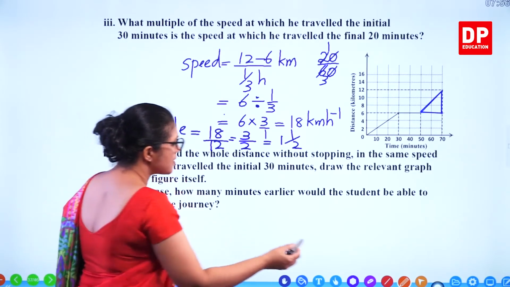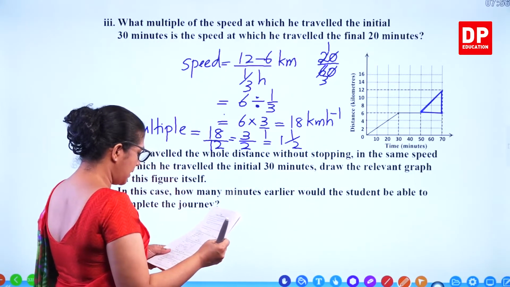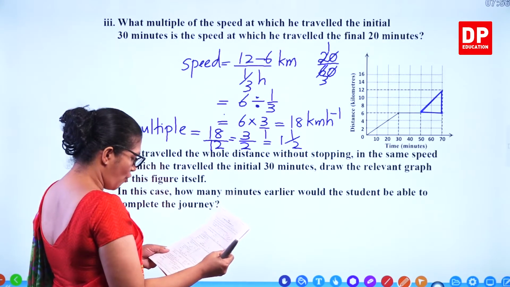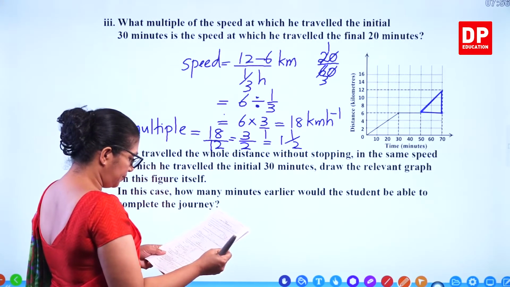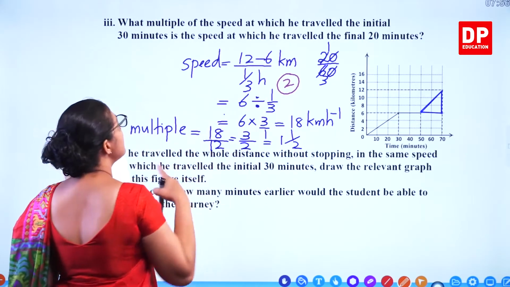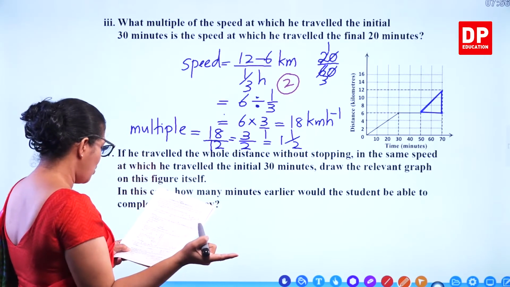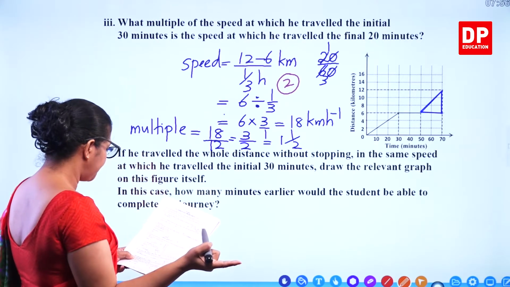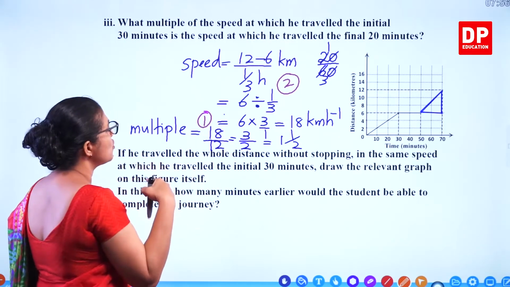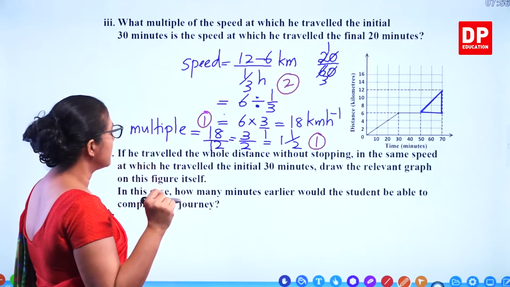So how do you get marks there? You get 4 marks for that part. 2 marks for this step, finding the speed, and then you get 1 mark just to divide 18/12 and simplify and get this one, 1 mark.